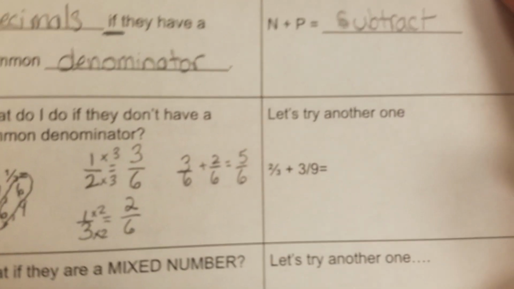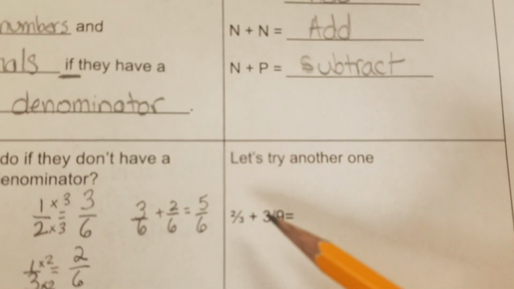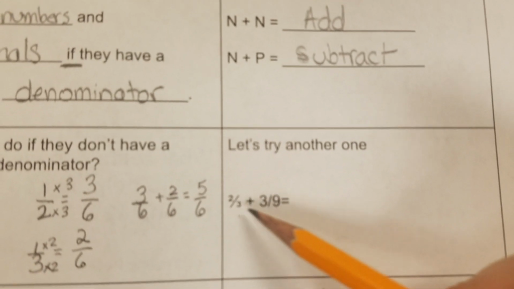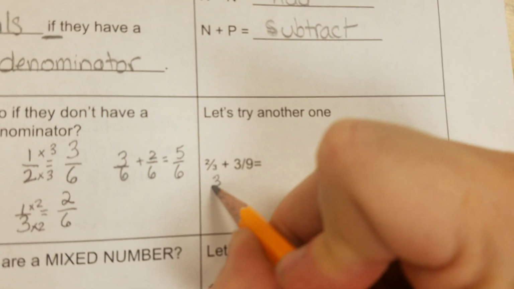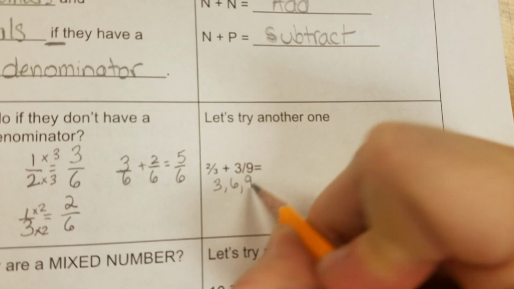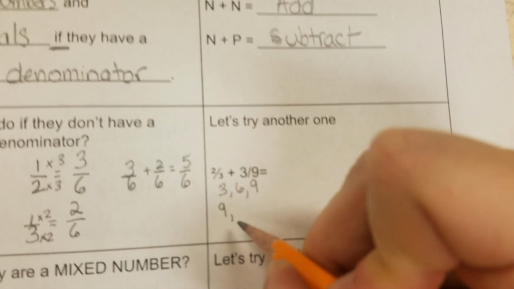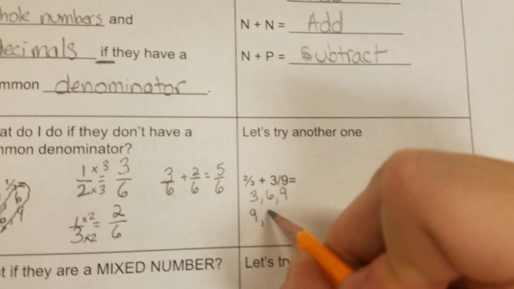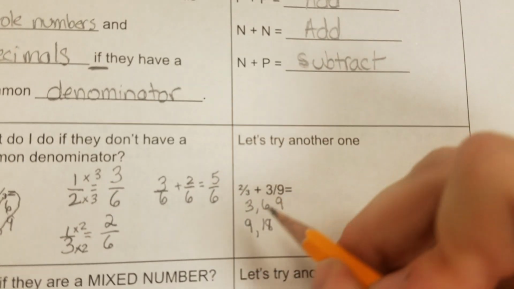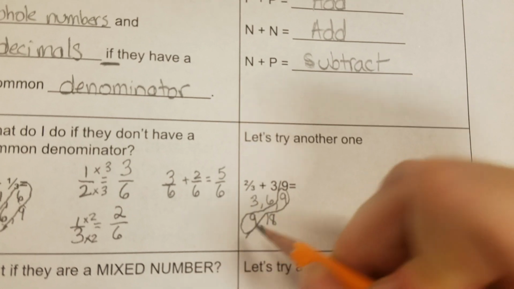So let's see if you can do this one. Notice that this one has a denominator of 3. This one has a denominator of 9. So I'm going to count by 3s. 3, 6, 9. I'm going to count by 9s. 9, and if you don't know what comes next, count up. 10, 11, 12, 13, 14, 15, 16, 17. Oops, 18 is the next one. I already see one in common, so I don't have to go any further. I'm going to circle that.